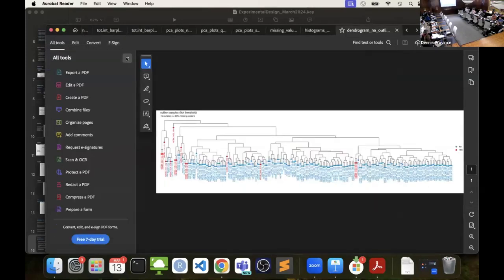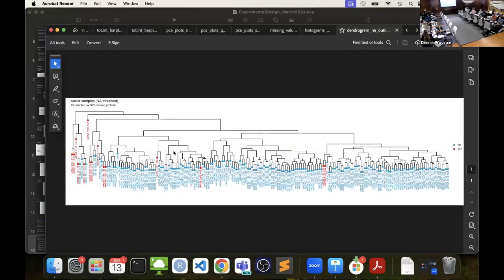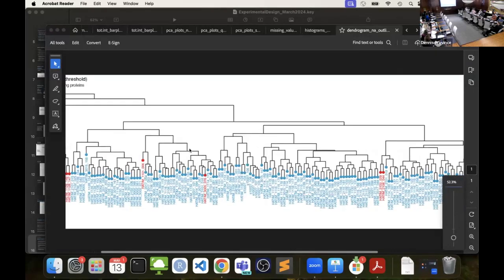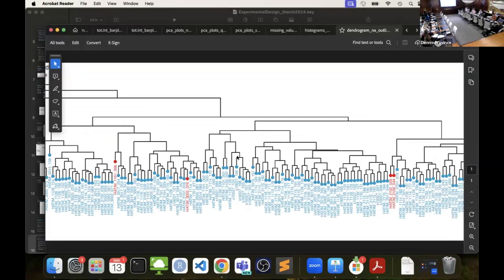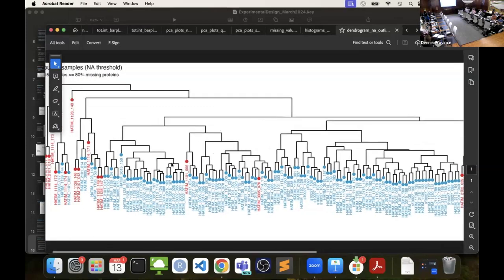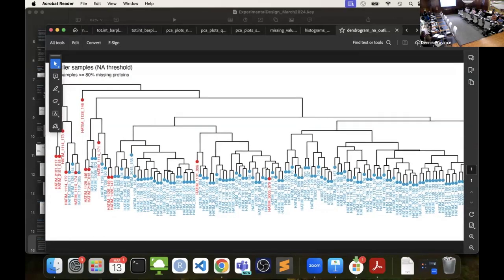This is the outlier samples. So if you're clustering by similarity, those outlier samples tend to be over here on the side of the plot, kind of also giving you information that they're separated out. Okay. Does anyone have questions?